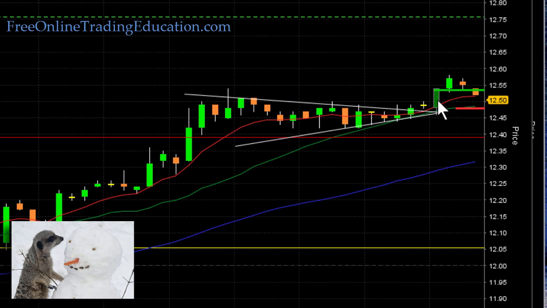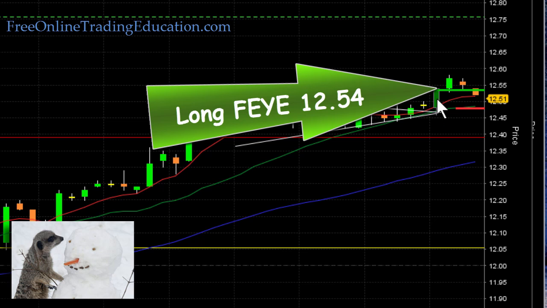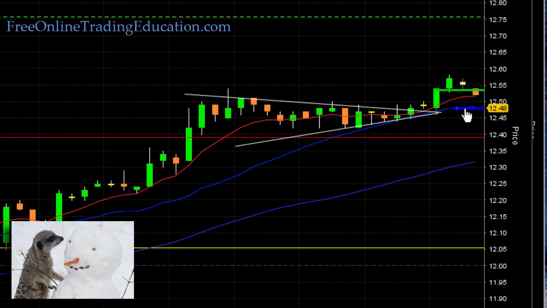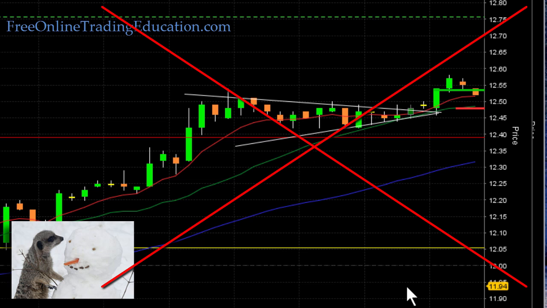I am now in here long at $12.54. And I went ahead and set my stop right down here, just below the 1250 area and that 20 moving average. So I have a couple of shields there. And my internet went out for a second time. This time it was only out for about 13 minutes.